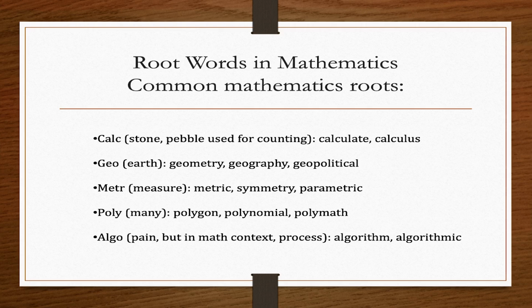Algo means pain, but in a maths context, it is process. So the algo root could have two meanings. It's pain also, but in mathematical context, it is process. So algorithm, algorithmic. All these words are from mathematics, and whenever you come across these words with a root like geo, poly, or meta, they could be related to something that their root represents.